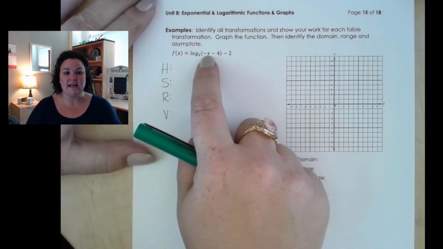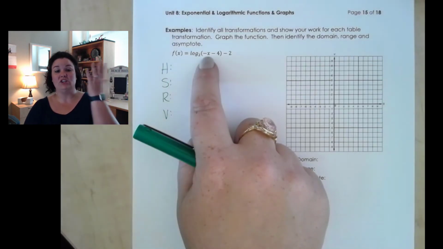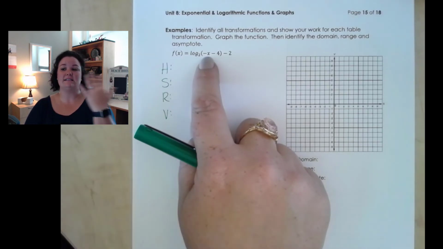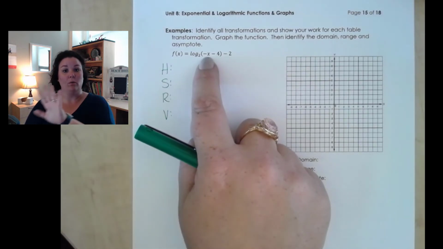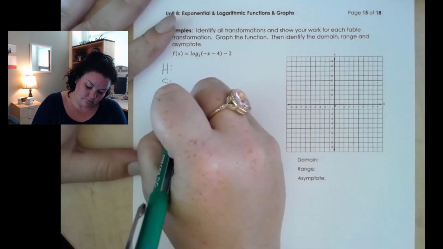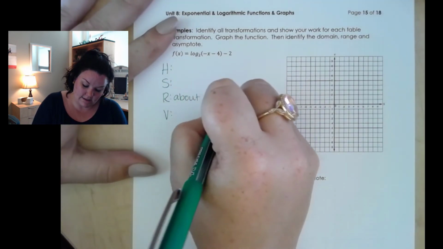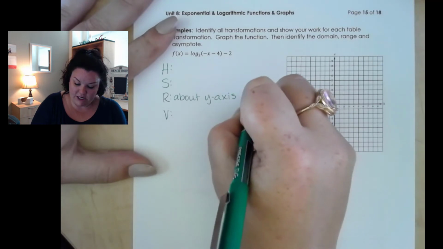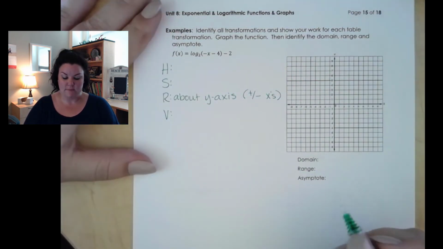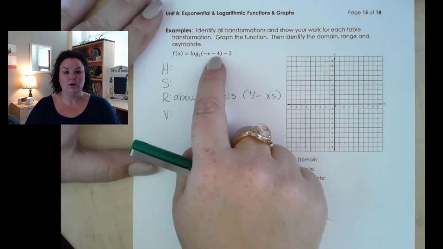I'm changing the sign of my x. I'm negating it. So if I change the sign of my x's, remember that's a reflection. So if I change from positive to negative or negative to positive x's, that's going to flip it around the y-axis. So this is going to be a reflection about the y-axis, and I get that by changing the sign of my x's.